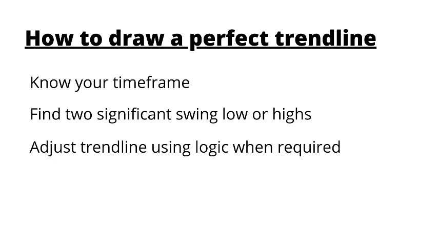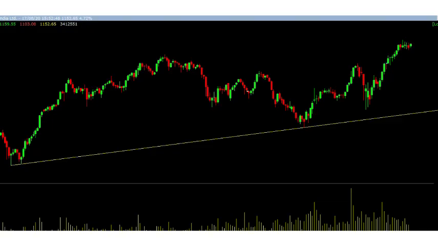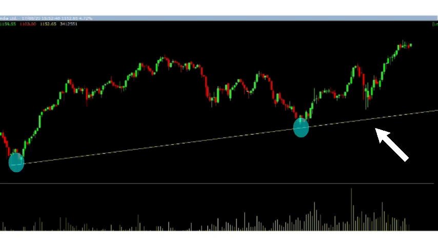Once you have decided the time frame, the next step would be finding two significant swing lows or highs. Adjust the trend line using logic when required. So this is an example of a perfect trend line. In this chart we can see that we have taken two significant swing lows and drawn a trend line. See, over here price came lower, and just above the trend line it started to rebound, and it rebounded to very high levels, even surpassing the previous high.